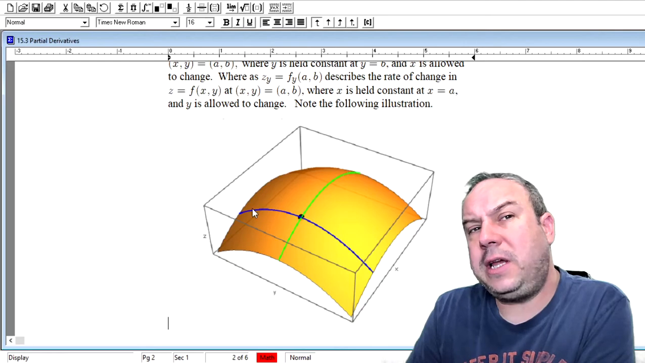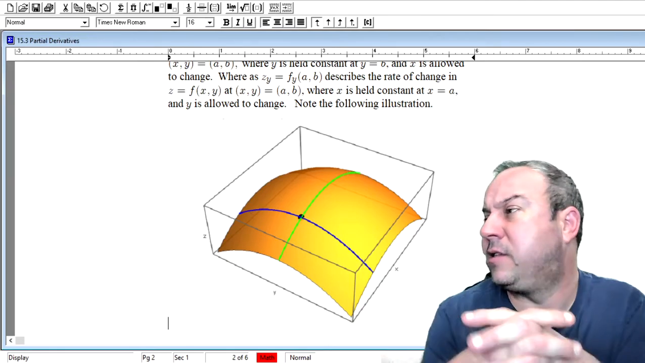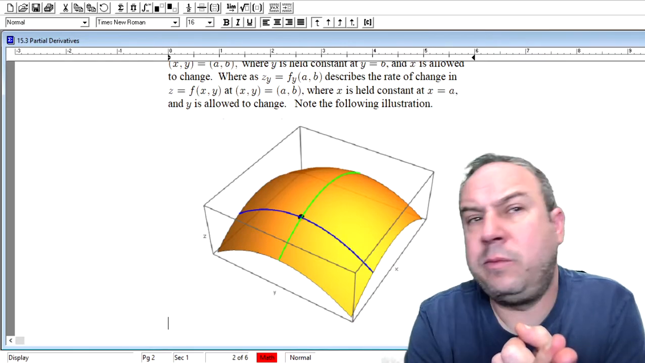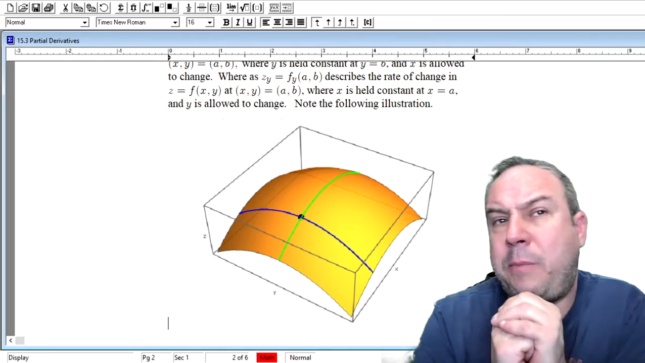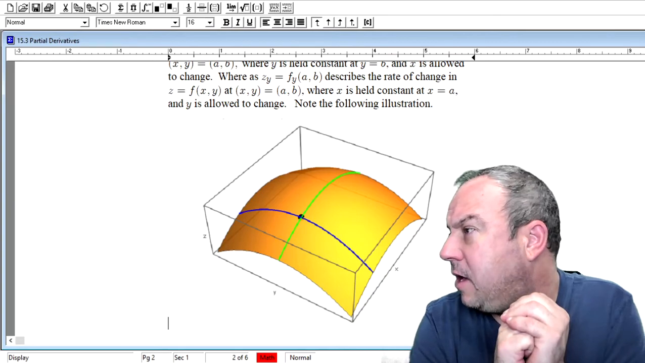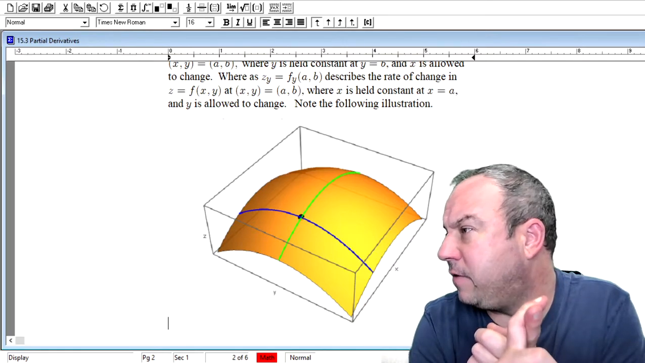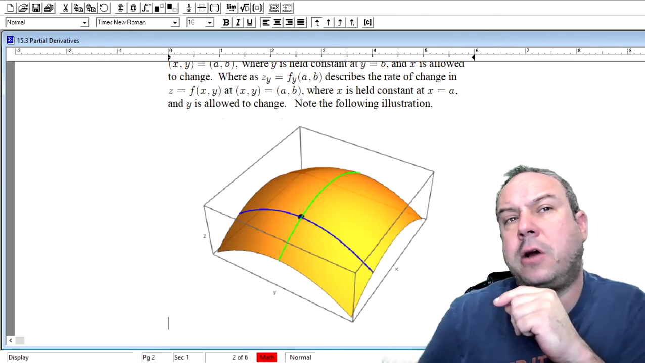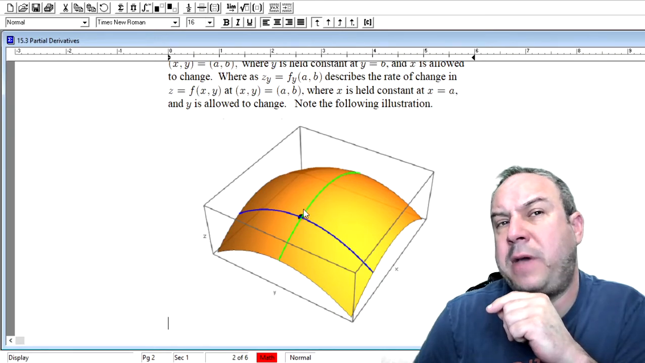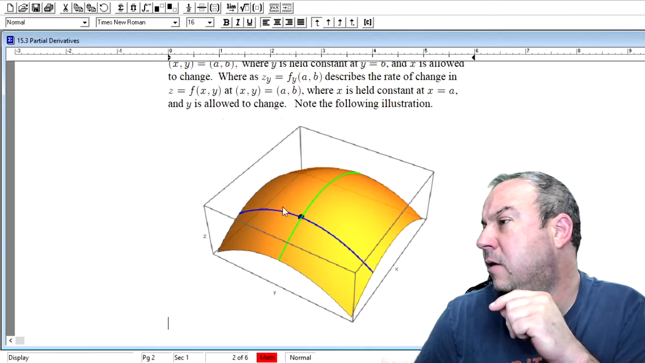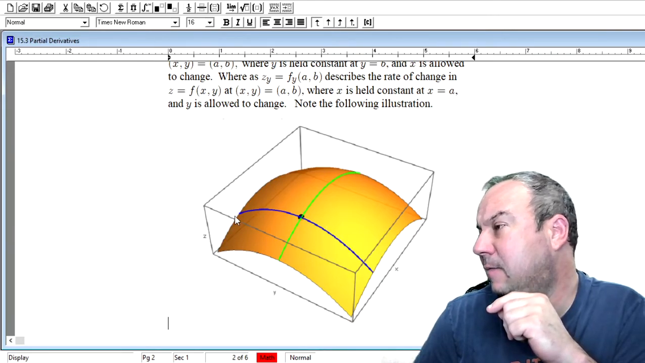So what the green path and the blue path illustrate on this surface are the two paths we would move along to pass through that point, right, and have an average rate of change in our surface given by either the partial of z with respect to x or the partial of z with respect to y.